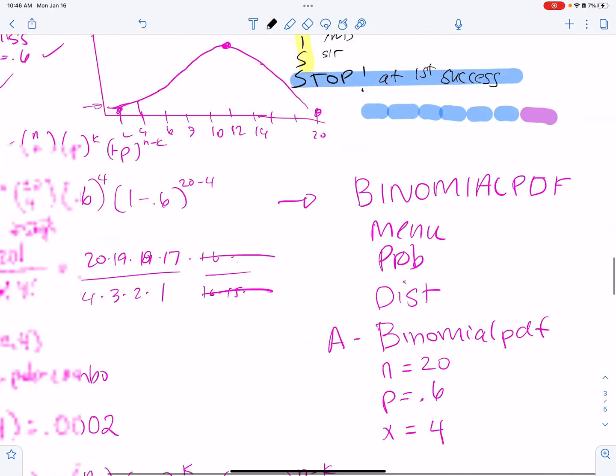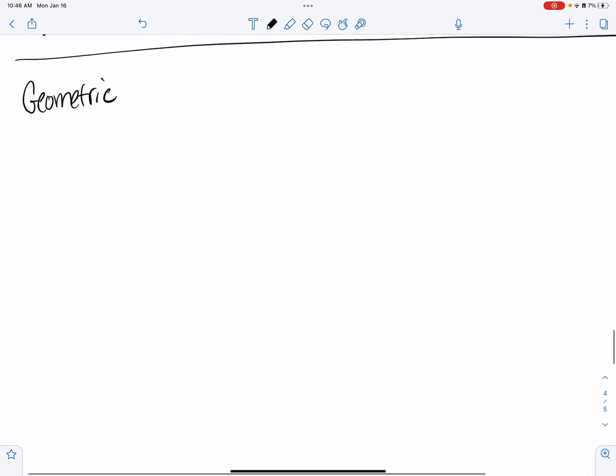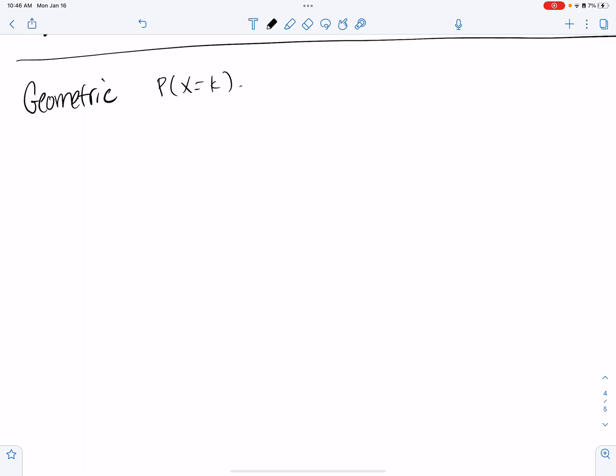All right, geometric. So for geometric, first of all, let's go over our formulas. The formula for geometric is going to be the probability of failure, all these failures, so 1 minus p to the k minus 1, and then success, always to the 1. Of course, this is geometric PDF where there's one success, and there's geometric CDF where there's many successes.